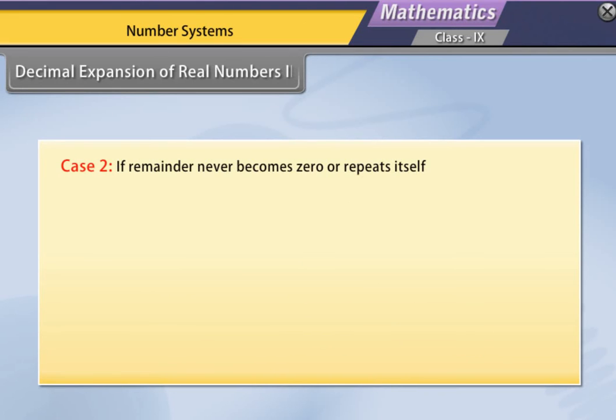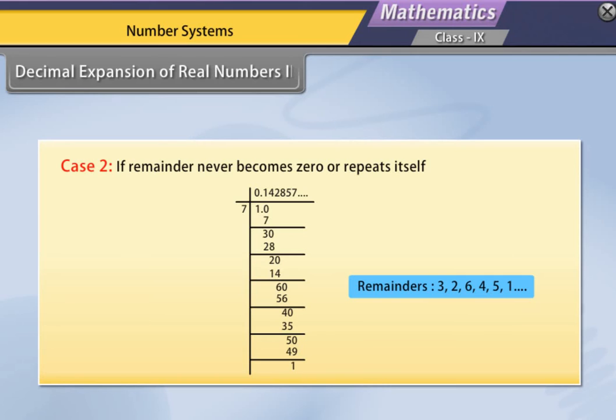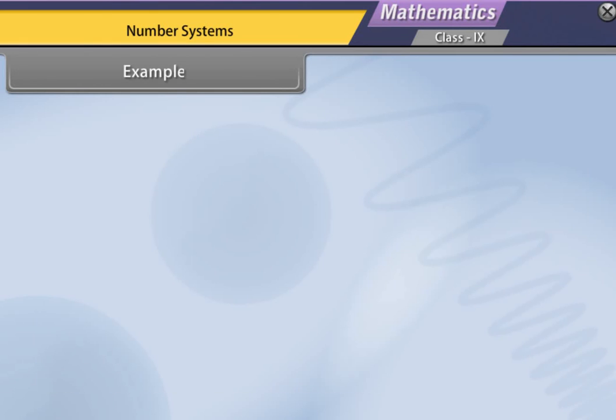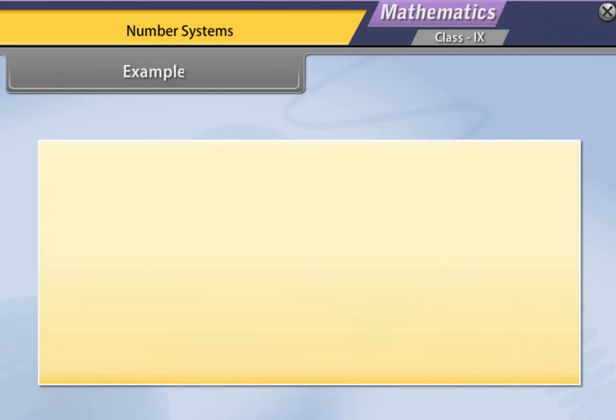Case 2 is, if the remainder never becomes 0 but repeats itself, then the decimal expansion of such numbers is non-terminating recurring. Example. Let us now have a look at one example. 1 by 3 is a rational number. The decimal expansion of 1 by 3 is 0.3333 and so on, and we can see that 3 is repeating here. We write it as 0.3 bar.